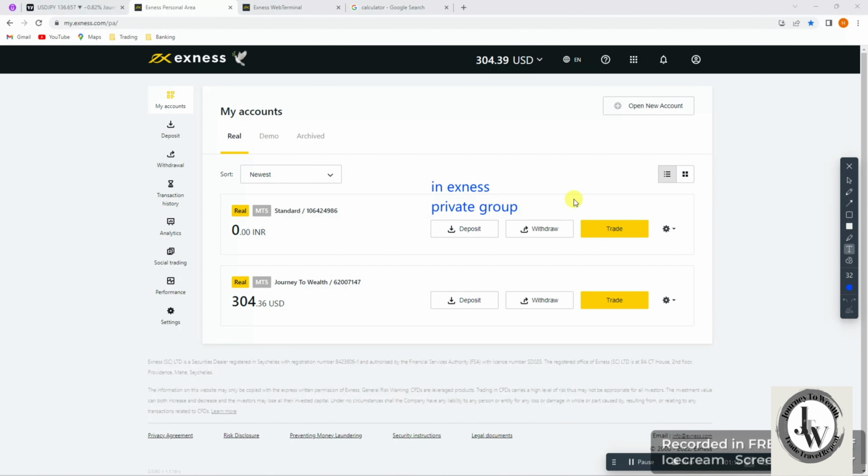But in order to join the group, you just have to create an account in Exness under my link, and you have to send me your trading ID, confirming that you created your account under my link. Like you can see over here, this is my trading ID. I'll need this from you, whatever your trading ID is. I'll verify it in my dashboard and add you to my group.